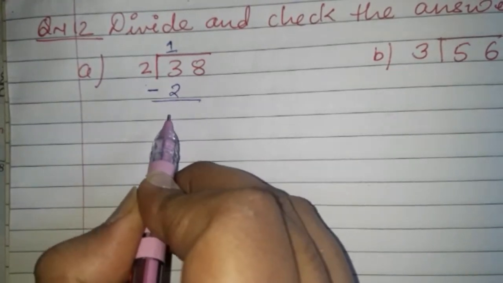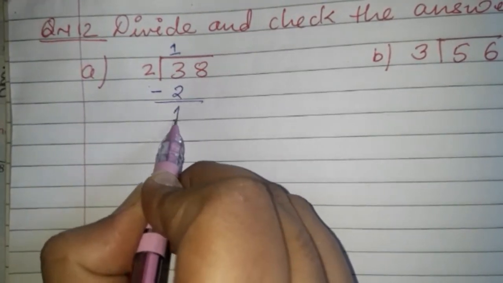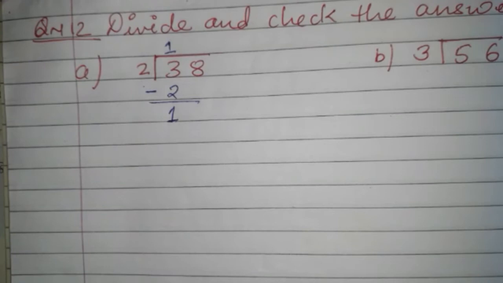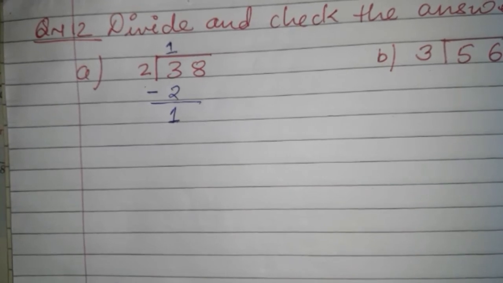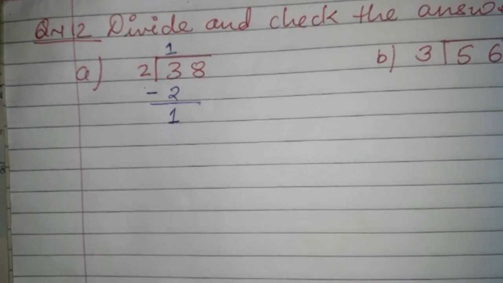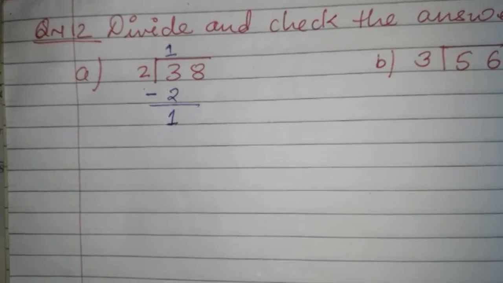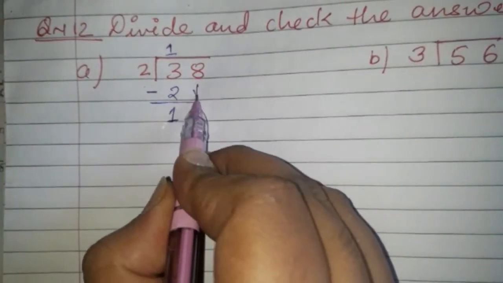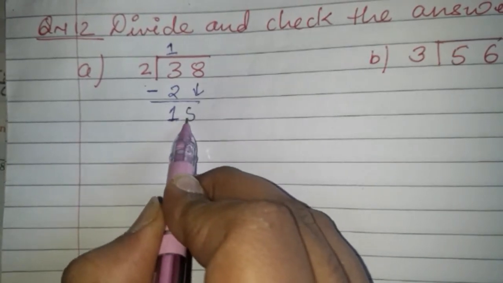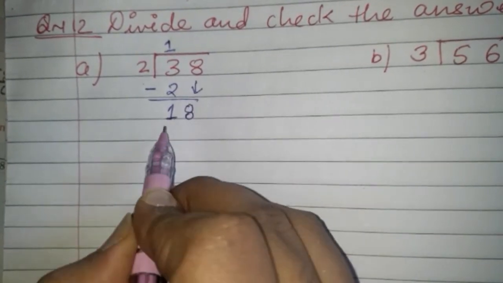3 minus 2 is 1. So we divide 3 by 2, and after dividing we subtract the number and we get 1. Now the next step is to carry down the next number which we have. The next number is 8. We'll carry it down here beside 1 and it becomes 18.